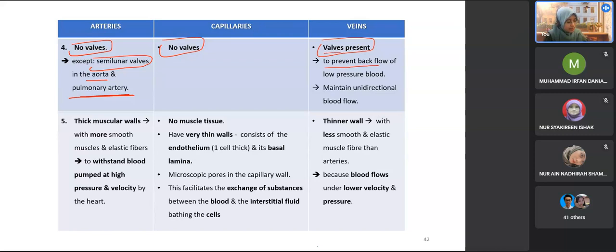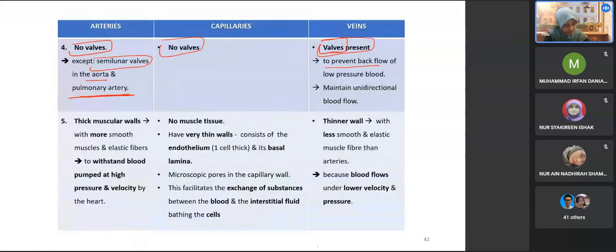This is to prevent backflow of blood, because the blood flows with low pressure and also low velocity. Sebab dia dah travel jauh dah daripada jantung kan. Jantung keluar, pergi arteri, pergi blood capillaries, baru masuk ke vein. So, dia punya perjalanan darah tu dah jauh. So, blood pressure and blood velocity will drop. So that's why the vein will have valves to prevent the backflow of blood. Okay, so next.